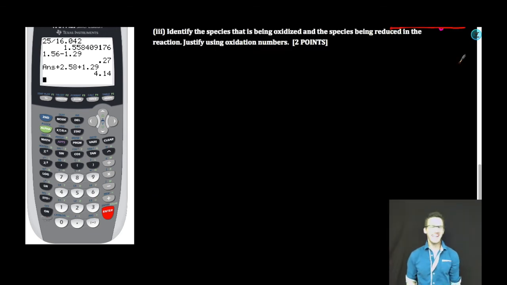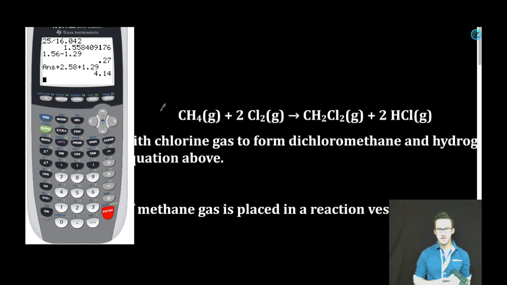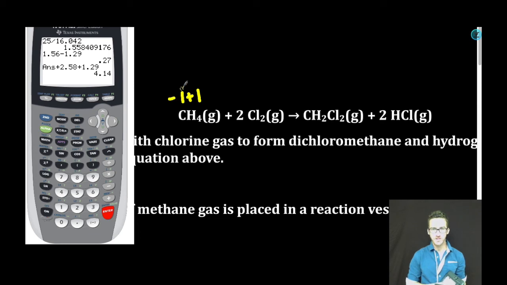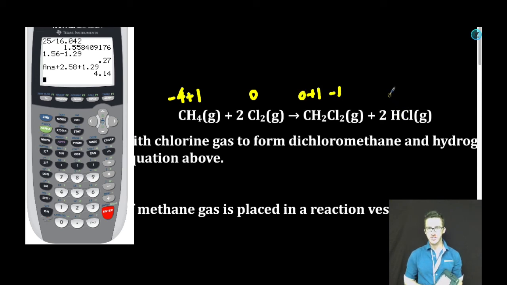Part B. Identify the species that is being oxidized and the species being reduced in the reaction. Justify using oxidation numbers. All right, as we take a look at our equation, hydrogen here is going to have an oxidation state of +1, carbon -4. Chlorine, elemental state, oxidation number of 0. Dichloromethane, hydrogen is going to be +1, chlorine is going to be -1, carbon is going to be 0. Hydrogen chloride, hydrogen is going to be +1, chlorine is going to be -1.